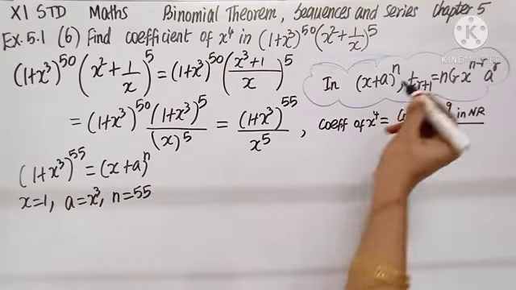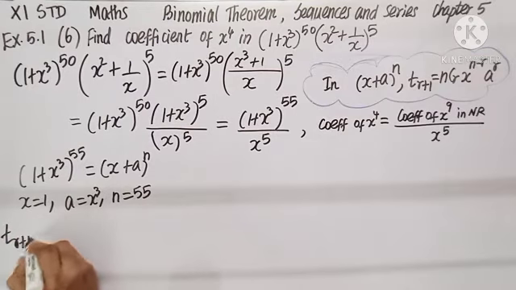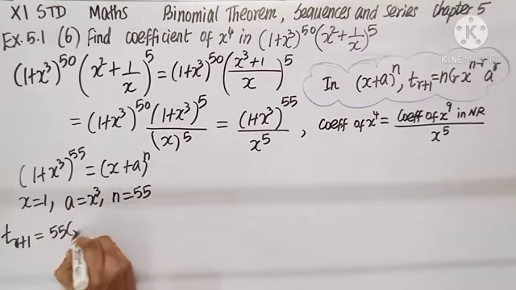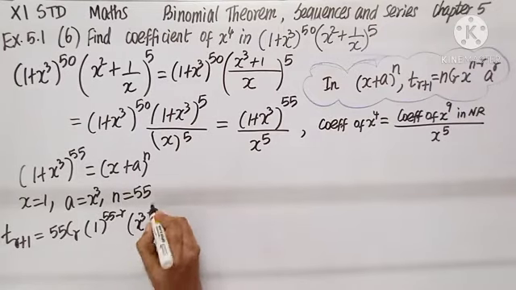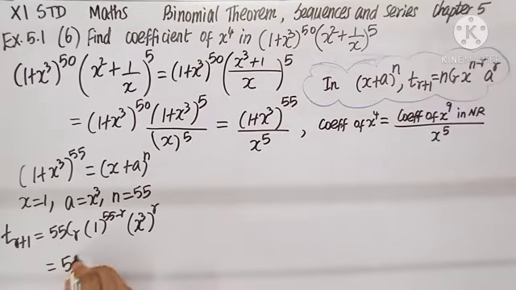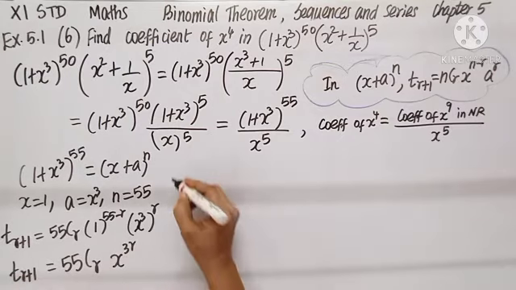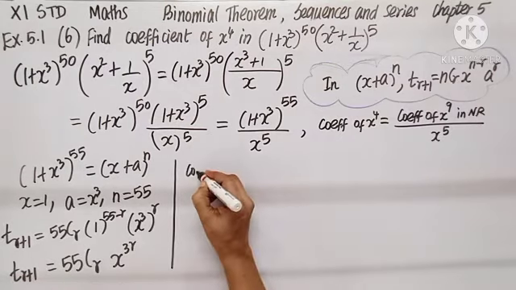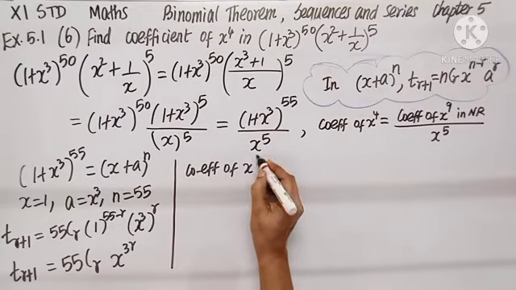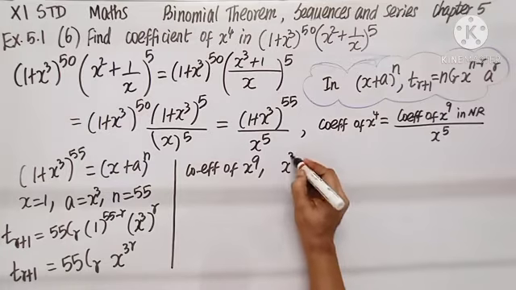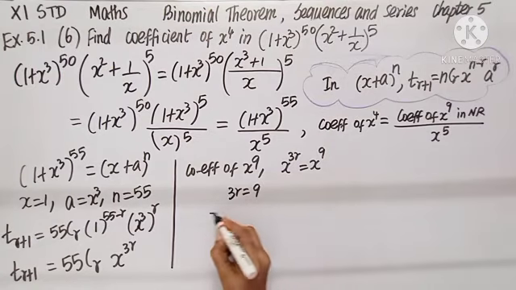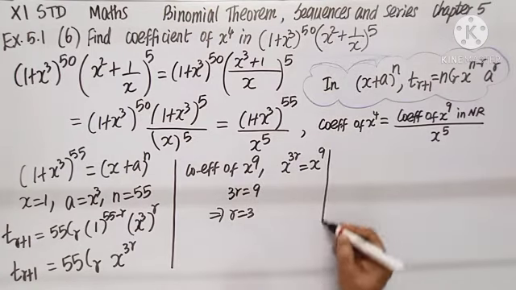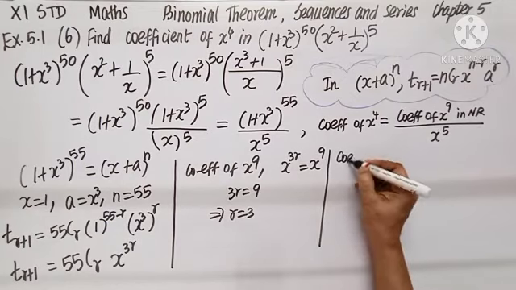What is n? 55. To write the general term, T r plus 1 is 55Cr x power n minus r, a power r. Or we will say 55Cr x power 3r. My question is the coefficient of x power 9. So x power 3r compared with x power 9. 3r equals 9 gives me r equals 3. Therefore, what is the coefficient?